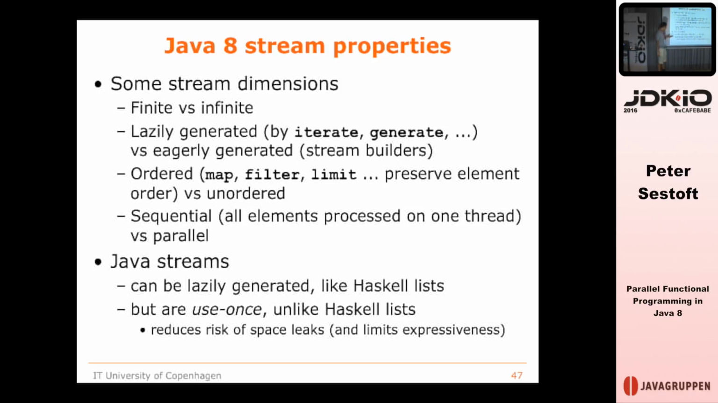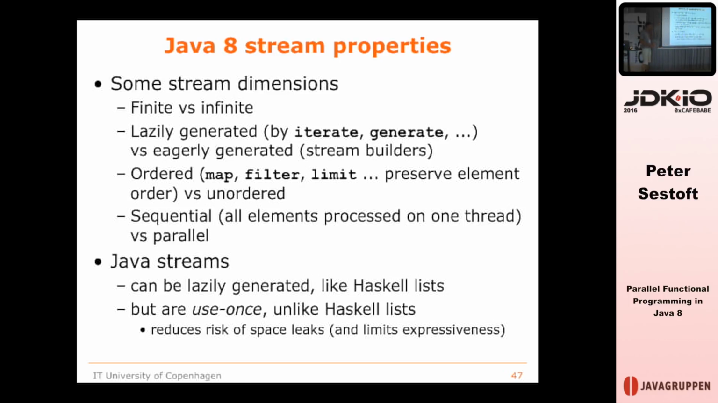So how are they compared to Haskell? Haskell lists, the paper by John Hughes, Why Functional Programming Matters, I mentioned before, used lazy lists, primarily lazy trees. There's a big difference, which is that Java streams are used once, so you can't consume the same stream twice, whereas a Haskell list can be consumed multiple times.